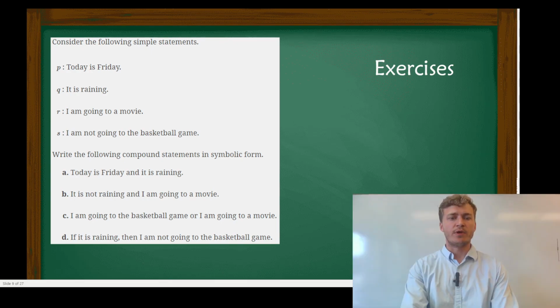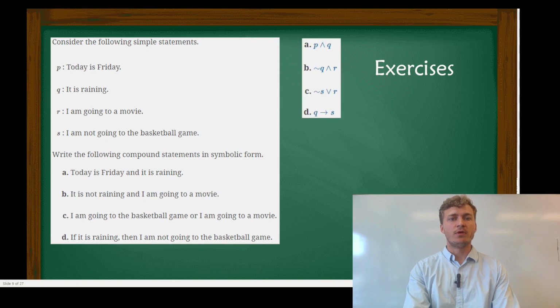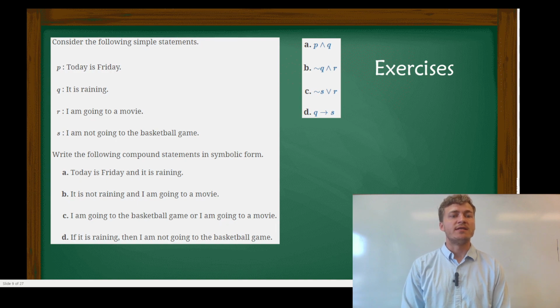If we start here with part A, today is Friday, P, and it is raining, Q. P and Q, denoted here as P caret Q. Part B, it is not raining. Well, look at Q. If Q is "it is raining," then "it is not raining" is not Q, denoted by tilde Q. And look at the same connective, right? It's the caret symbol, what looks like an upside down V. The upside down V is the and connective. And I am going to a movie, well, that's R. So, not Q and R.